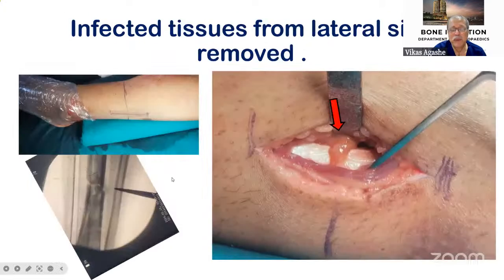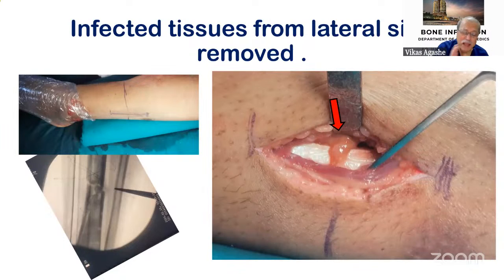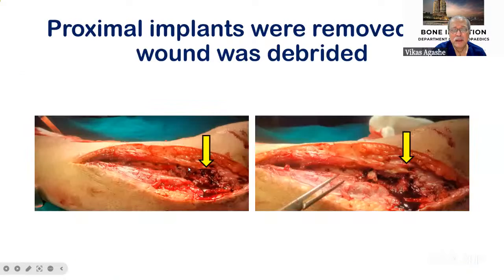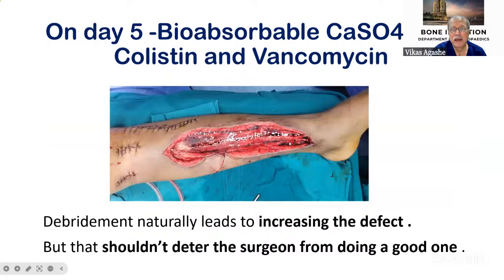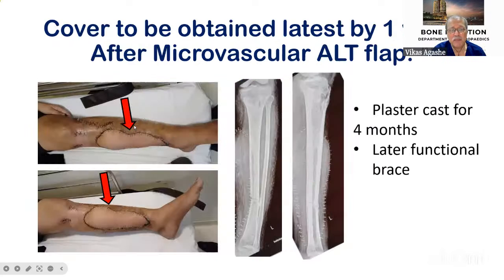But fortunately, there was hardly any movement at the fracture site. And the patient and relatives had said, we don't mind minimal malunion, but we don't want any kind of internal fixation. So this is the fibular lesion which we opened. That's the proximal incision. This is on day 5. You have a large, complex defect, so you need a flap. And the best flap would be a micro flap.